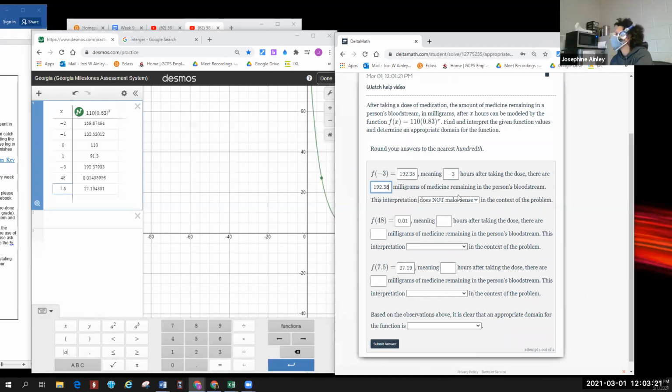192.38. All right, after 48 hours, there is 0.01 milligrams. Does that make sense? Yes, I can have 48 hours and have milligrams. All right, after 7.5, how do we say 7.5 in terms of hours? 7.5. Okay, so 7.5, the dose is 27.19. Does that make sense? Yes, because I can have half an hour, right? But I cannot have -3 hours.